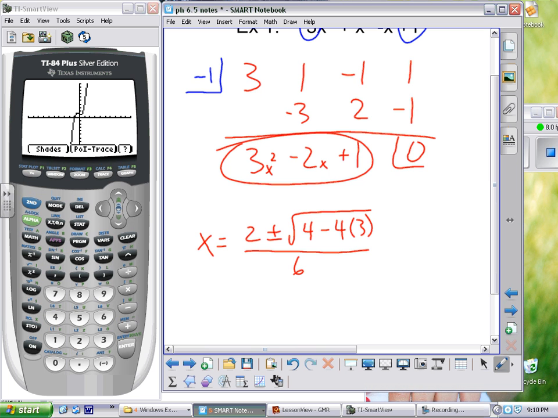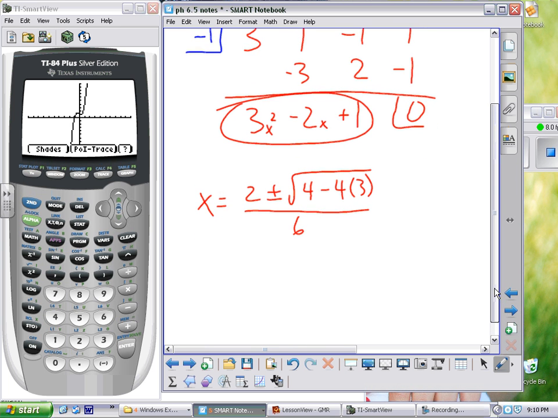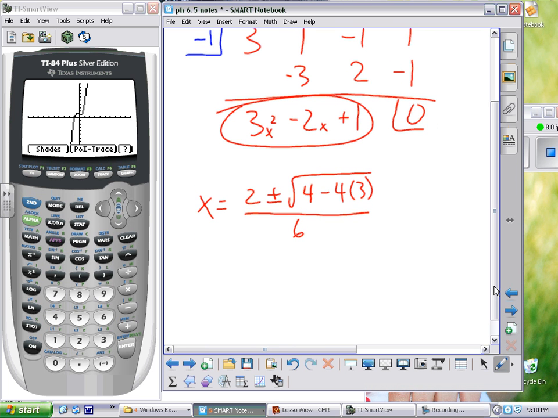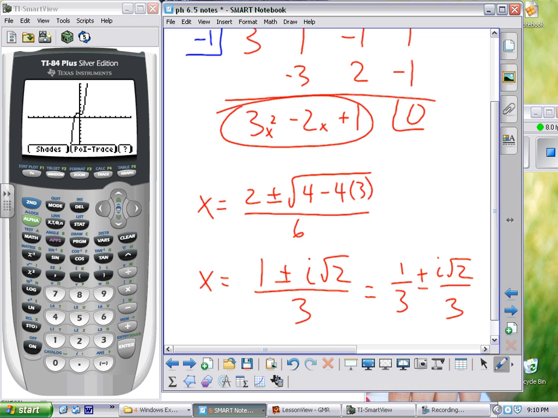For purposes of this lecture, I'm going to let you go ahead and do that on your own. We've been working on that enough that you should be able to come up with the other two solutions. X equals 1 plus or minus i square root of 2 all over 3. And again, if you break this out into 1 over 3 plus or minus i square root of 2 over 3, I would say you're good. All right, so that's our basic lesson for today.